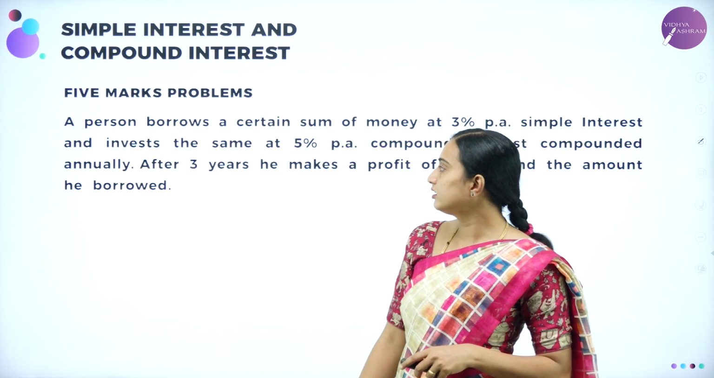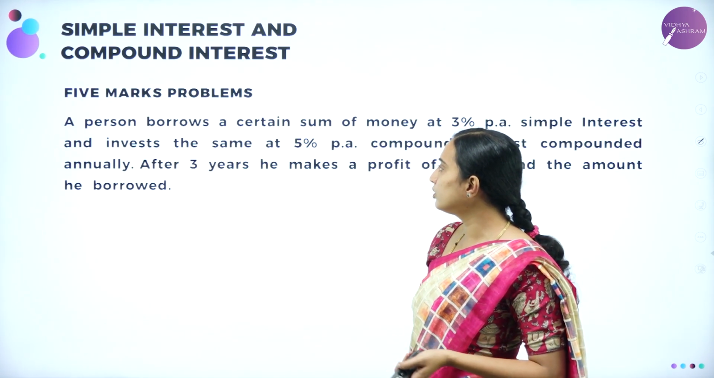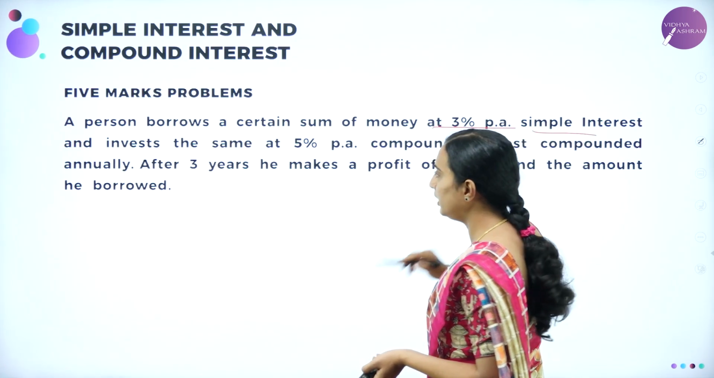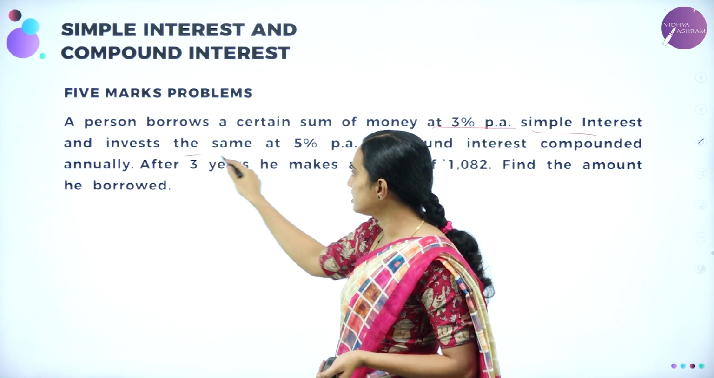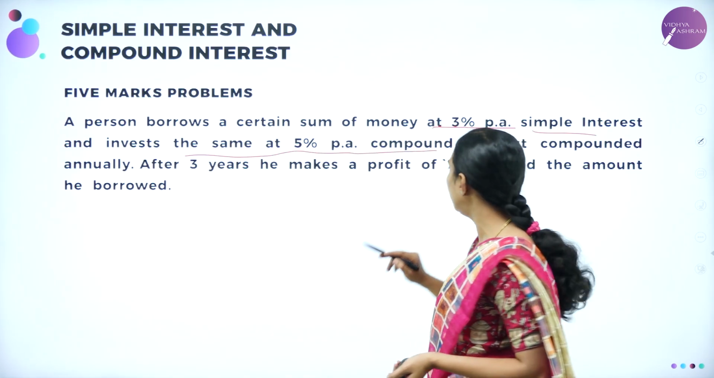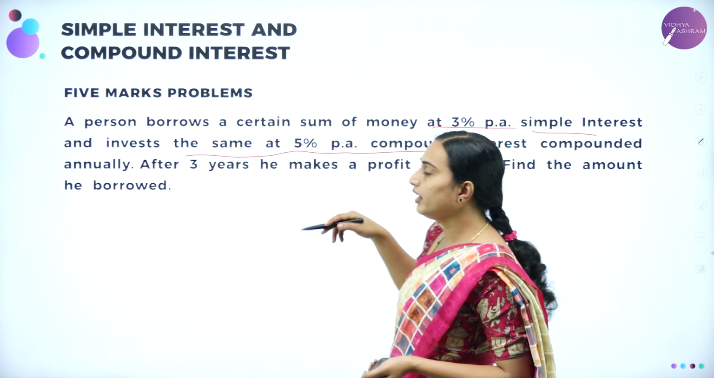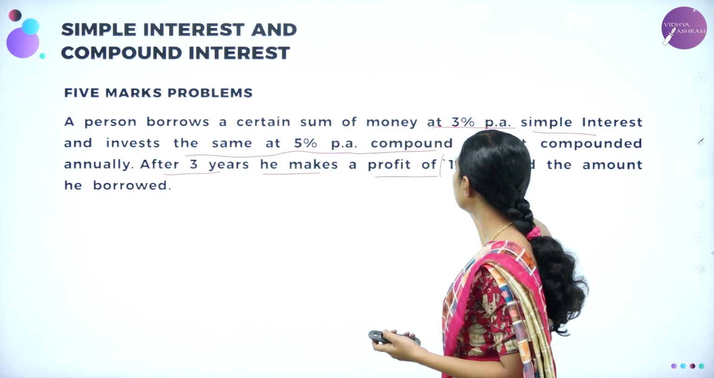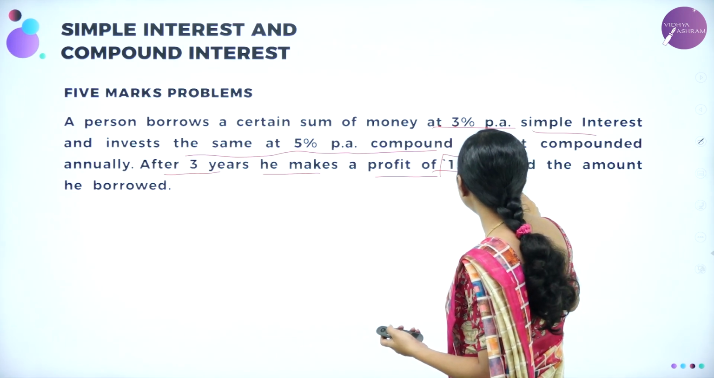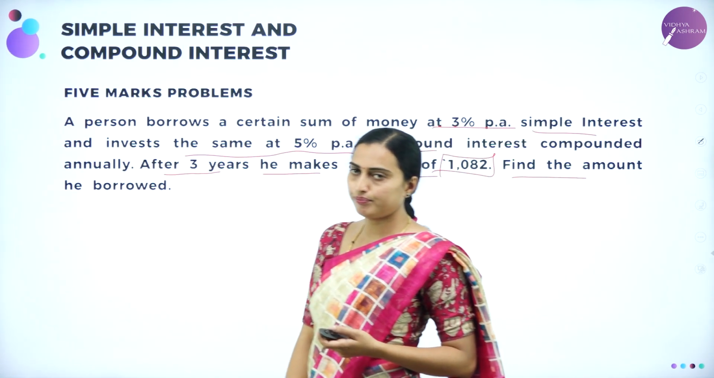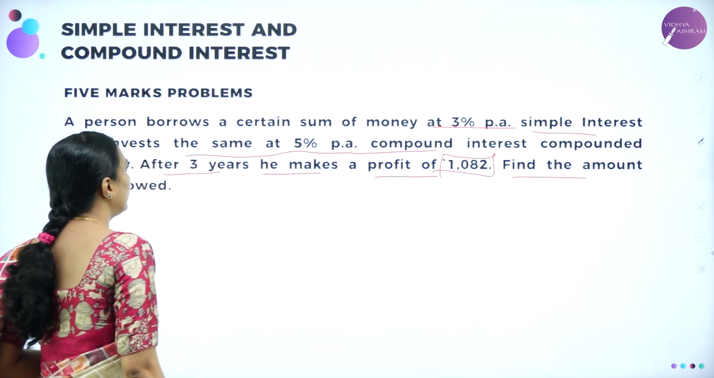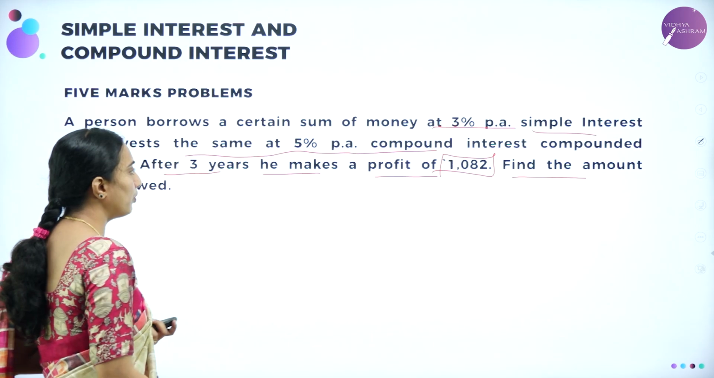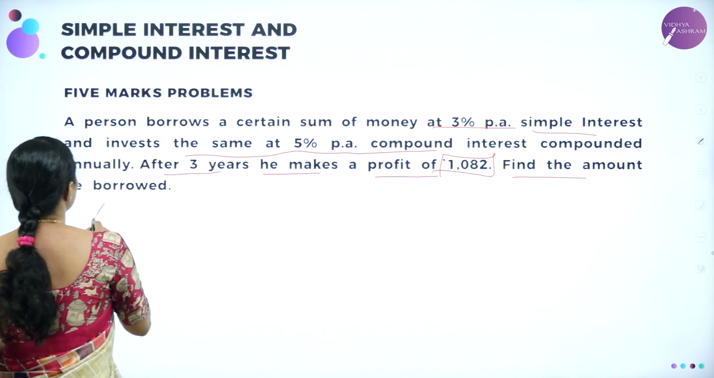So, they've asked: a person borrows a certain sum of money at 3% per annum simple interest and invests the same at 5% at compound interest, compounded annually. After 3 years, he makes a profit of rupees 1,082. Find the amount he borrowed. So here they have given what? A person borrows a certain sum of money, which means we don't know what the money is. Let P is equal to X.